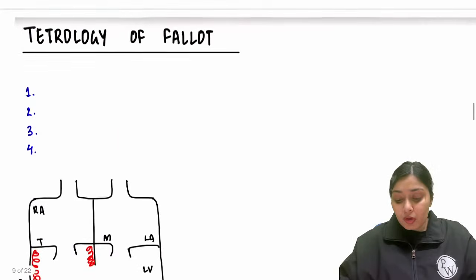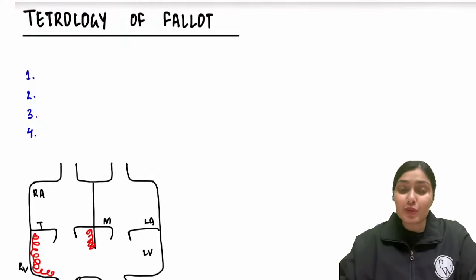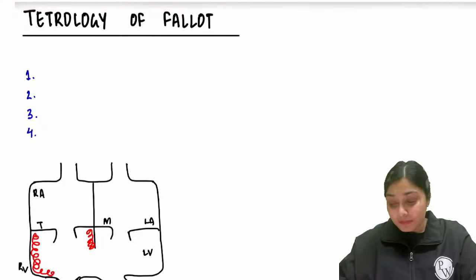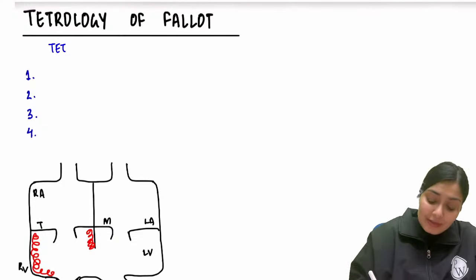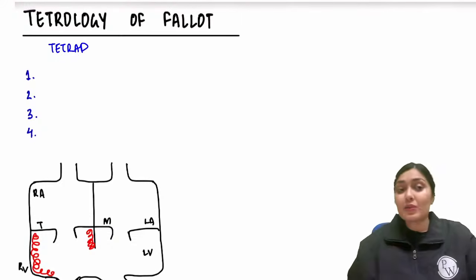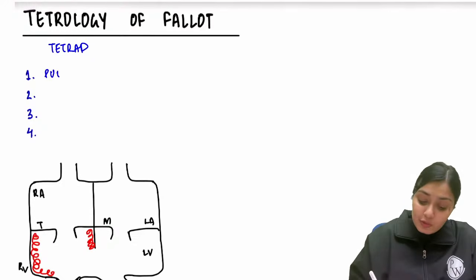So this is all about VSD. Now let's move to the cyanotic heart disease, that is TOF, Tetralogy of Fallot. So tetralogy, you all understand, tetrad. That means there are 4 things over here. There is not a single defect, but 4 defects. What are these 4 defects? The first defect is pulmonary stenosis.